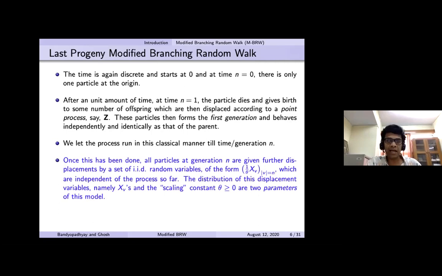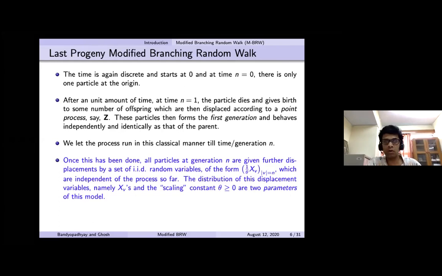And these random variables Xv are going to be i.i.d. Now theta is like a scaling parameter, but not quite, which we'll see later. And the distribution of Xv, I will tell you in a minute what distributions we are going to take. This distribution of Xv and this parameter theta, which is a positive constant, are going to be the two parameters for this new model, which we are going to call the last progeny modified branching random walk.